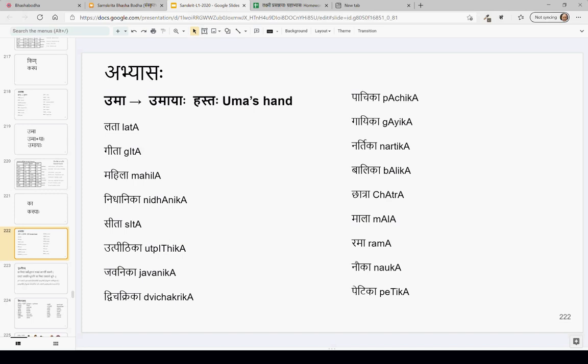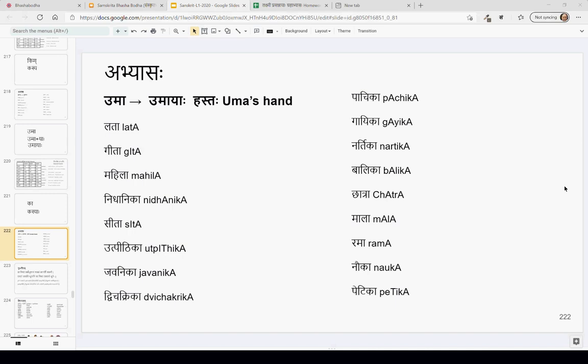Let's try one more word from this list. Sita. Sitayaha. So we can say Sitayaha Griham. Sitayaha Griham.